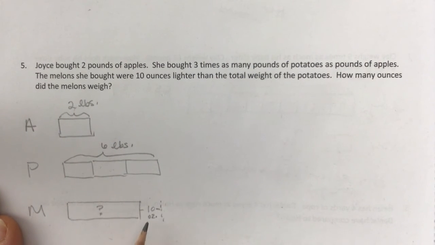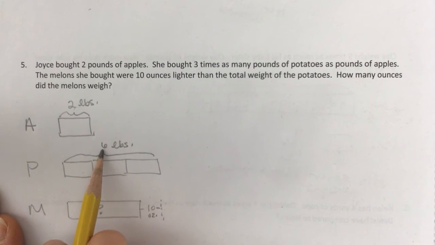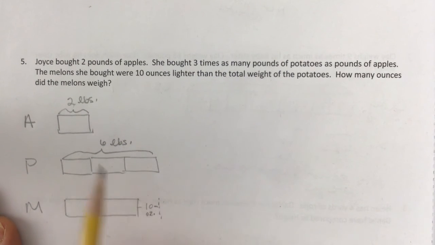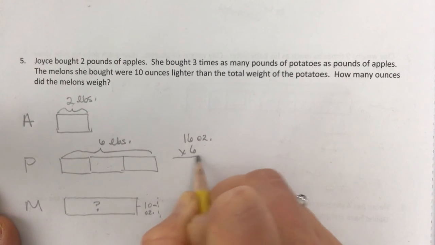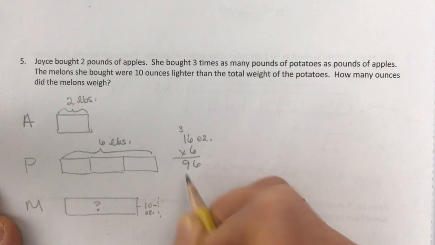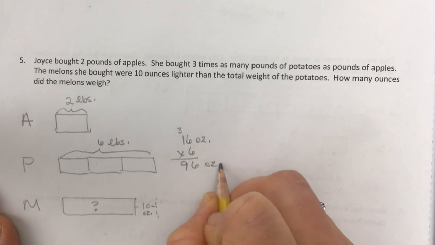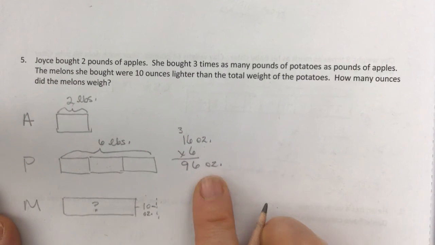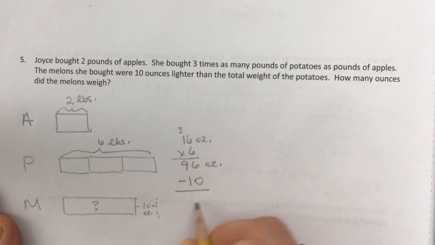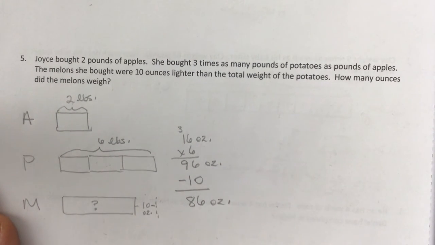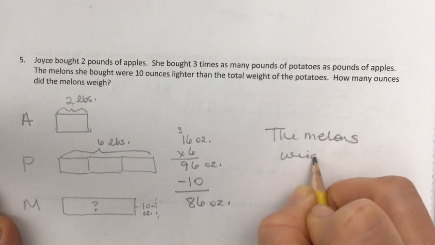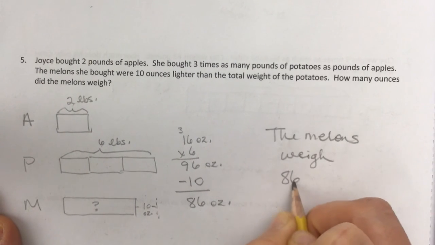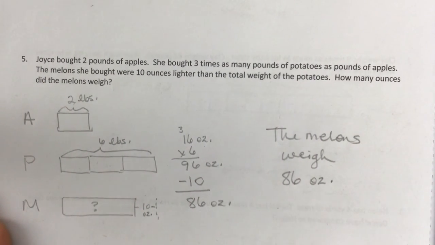Okay, well, since this is asking in ounces, let's talk about ounces up here. How many ounces are in a pound? It was 16. Okay, so let's look at the potatoes. 16 ounces times those 6 pounds of potatoes would be 96 ounces. Well, it says the melons are 10 ounces lighter than that. So we subtract 10 ounces and we get 86 ounces. And that's all you have to do on this problem. The melons weigh 86 ounces. And we're done.